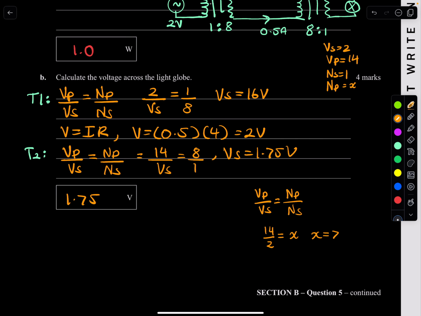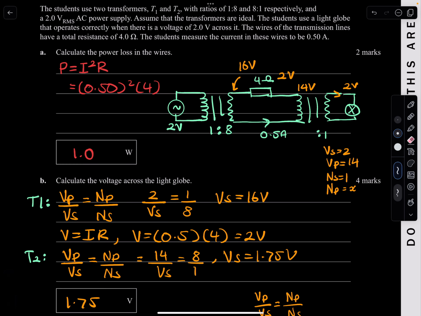X is just 7. So if I just put this ratio to 7:1 and change the transformer ratio to 7:1, we should be able to produce an output voltage of 2 volts, and then this would run correctly. There are many ways you can do this, of course.